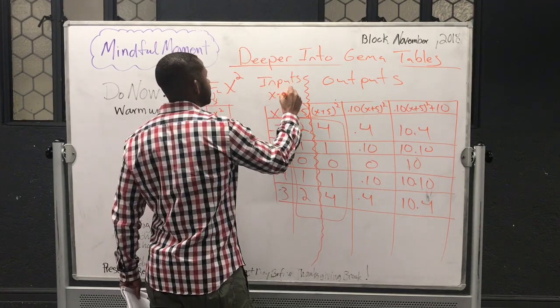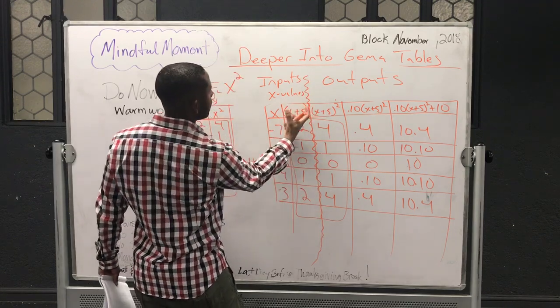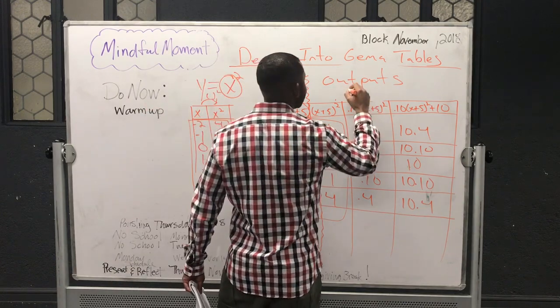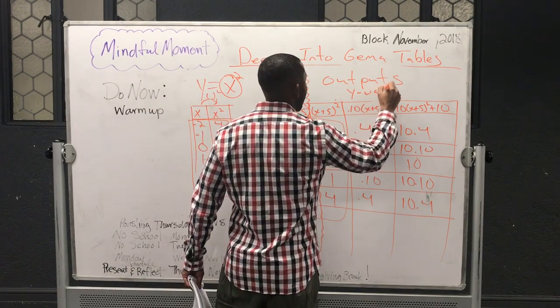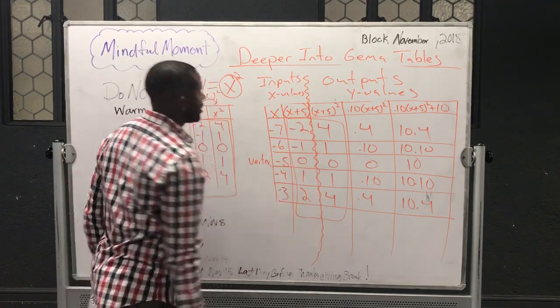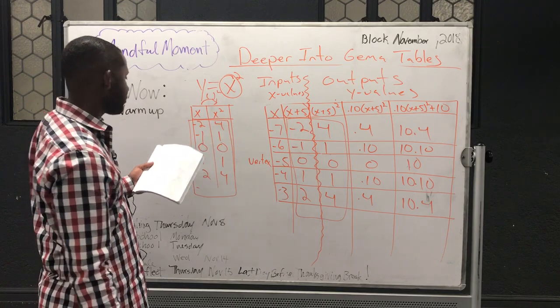These are X values over here, these inputs, right at the point where I get all the stuff inside the parentheses that would be inside this parent function changed. Then we get to outputs. These are all Y values over here. So notice this is the line where I change from inputs to outputs, okay?